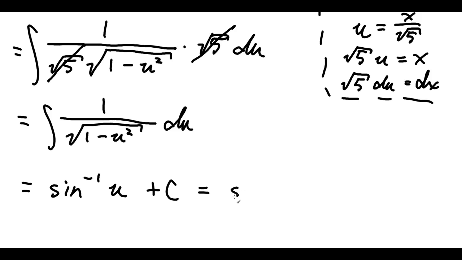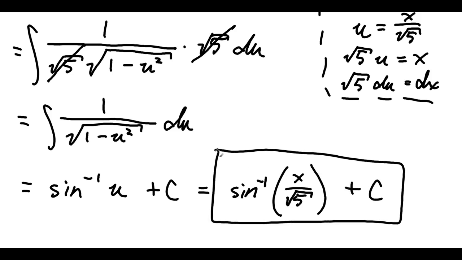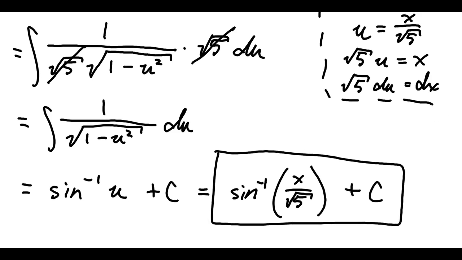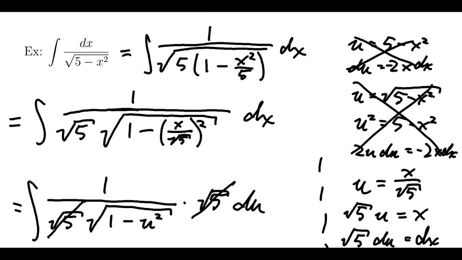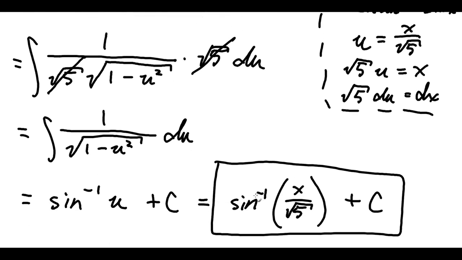And substituting back in, we have u is equal to x over the square root of 5. And there we go. That might not be apparent from what we started with, the integral of dx over the square root of 5 minus x squared, but that turns out to be the arcsine of x over the square root of 5. And again, you can check this, take the derivative, simplify, make sure you get back to the original integrand if you wish, and confirm that works out.